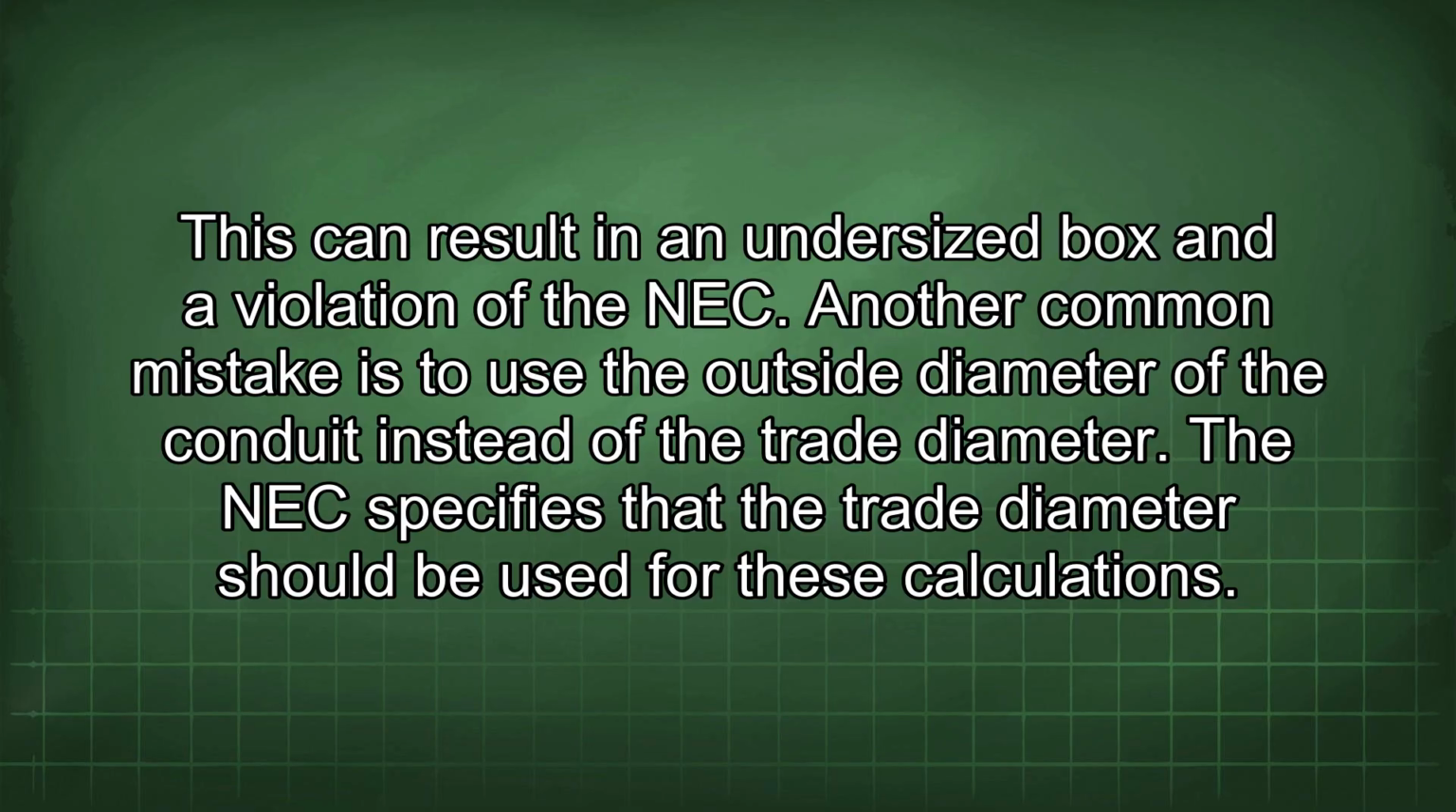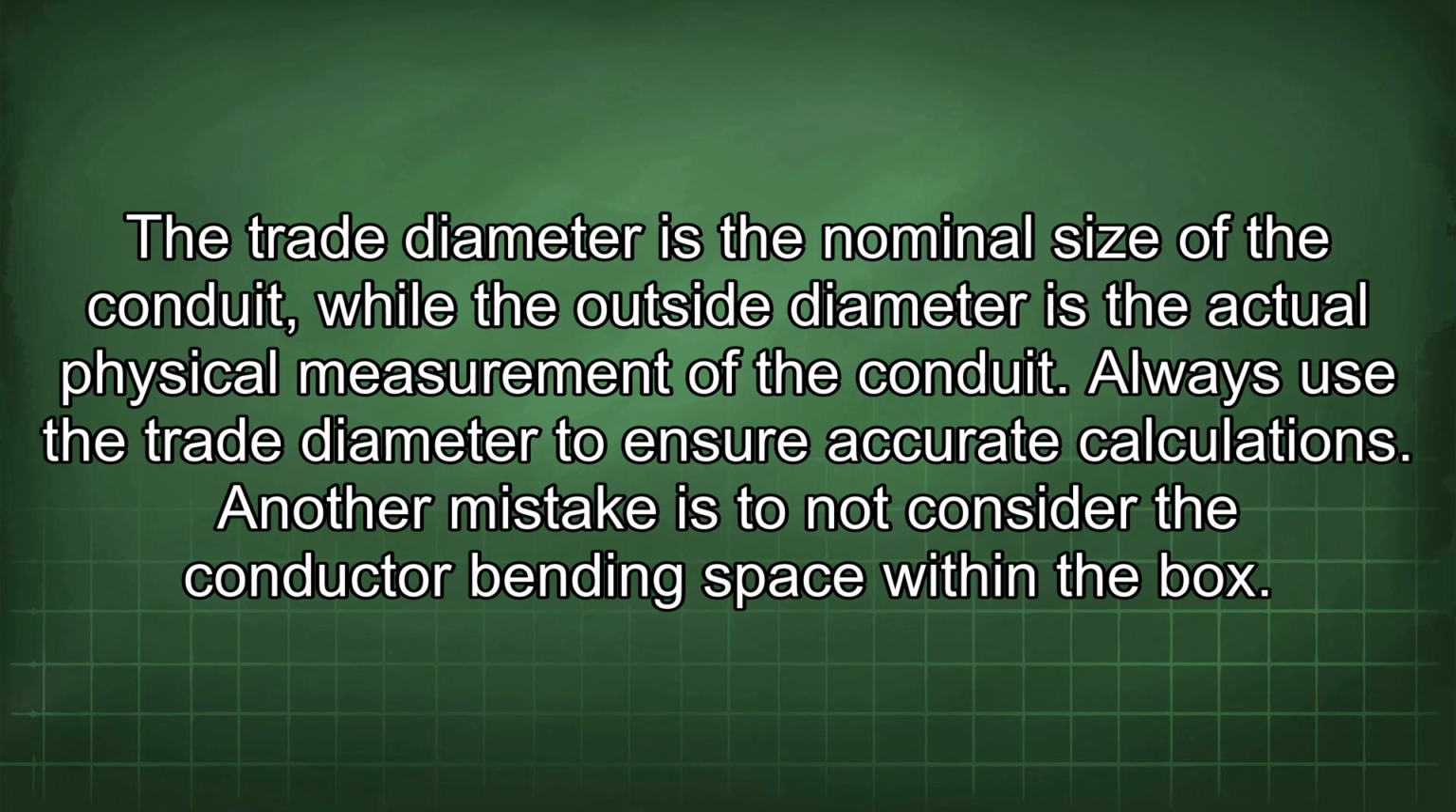Another common mistake is to use the outside diameter of the conduit instead of the trade diameter. The NEC specifies that the trade diameter should be used for these calculations. The trade diameter is the nominal size of the conduit, while the outside diameter is the actual physical measurement of the conduit. Always use the trade diameter to ensure accurate calculations.